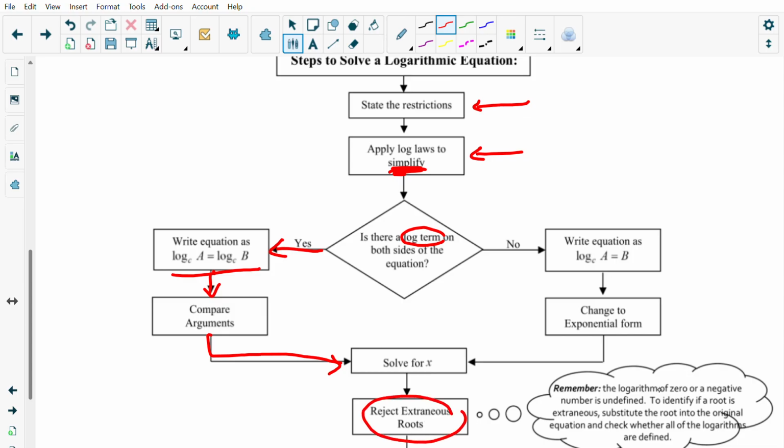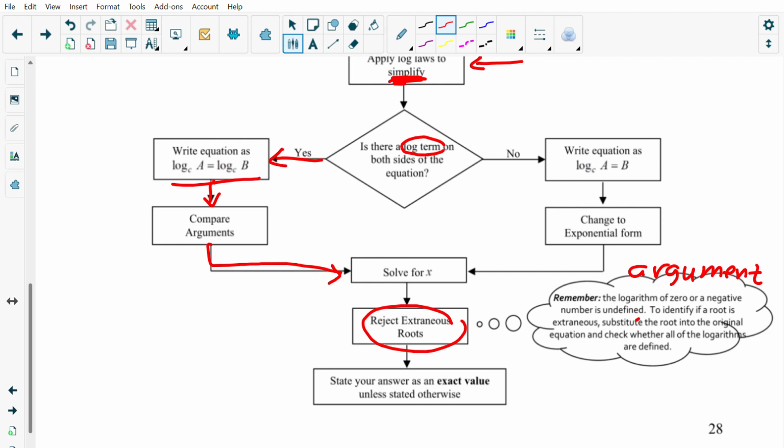Okay? Remember, the logarithm of a zero or negative number is undefined, so you have to look at the argument. It has to be greater than 0. To identify if a root is extraneous, substitute the root into the original equation and check whether all of the logarithms are defined. Okay, state your answer as an exact value. If there's not a log term on both sides, go to no, then follow this chart where it says change to the exponential form, then solve for x, and then do the rest of the same stuff.